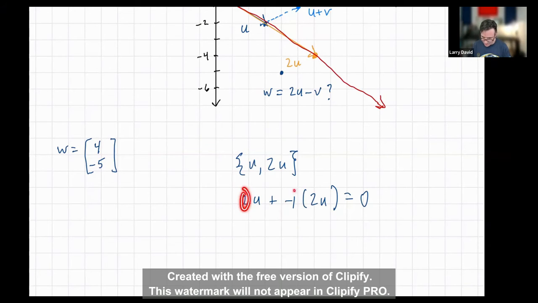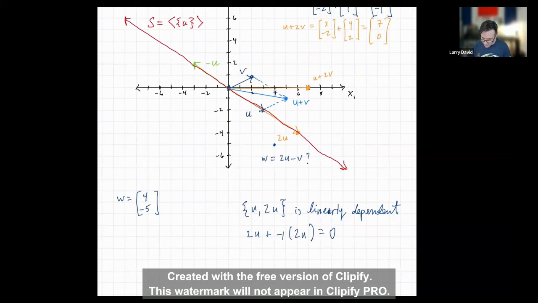The trivial relation is if I multiply both by 0. So I'd have to multiply both this vector and this vector by 0 in order to get 0, that would obviously work. If that's the only way that I can satisfy that equation, then the set's linearly independent. But this set is linearly dependent because there is a non-trivial relation of dependence. And in fact, there are infinitely many. I could multiply this one by -2 and this one by 1, and lots of others.